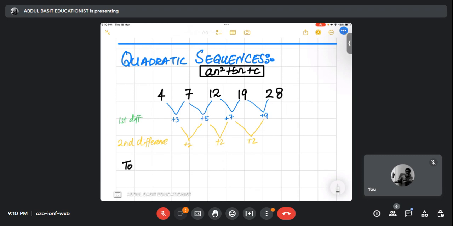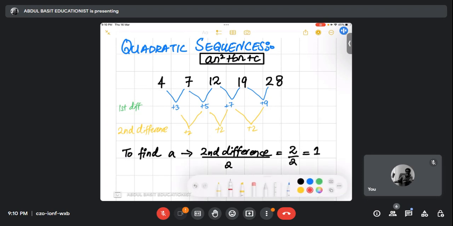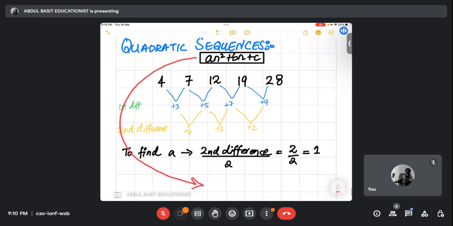To find a, what do you have to do? Whatever the second difference is, just divide it by 2. Second difference divided by 2. Now you can see that the second difference is 2 itself. So 2 divided by 2 is equal to 1. So in that particular formula above, it is 1n square now. Agree? Now it's time to find b and c.